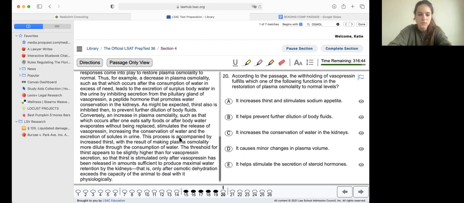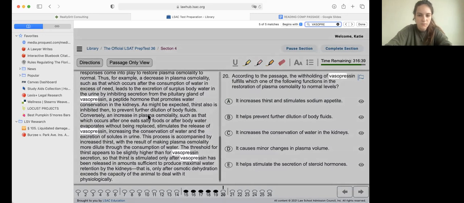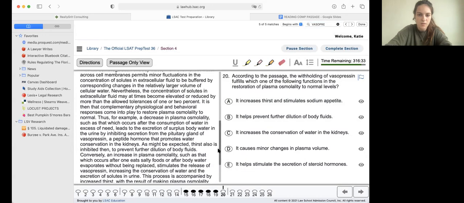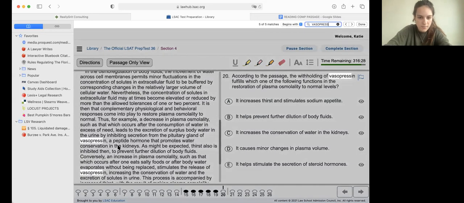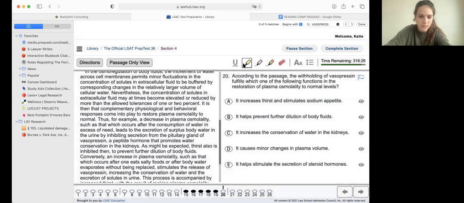Okay, so we know we're talking about vasopressin. So we're looking for something that's talking about withholding vasopressin. All right, inhibiting secretion. So we know we're really focusing here. So again, our funnel. Cool. So we know what we're looking for here because this is when the vasopressin is inhibited. So now we just have to use this and find our answer.